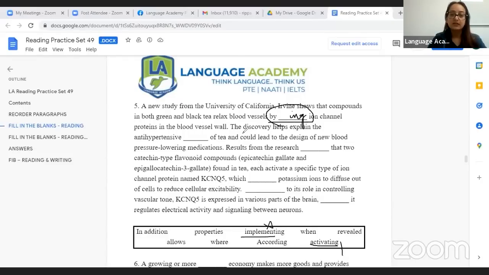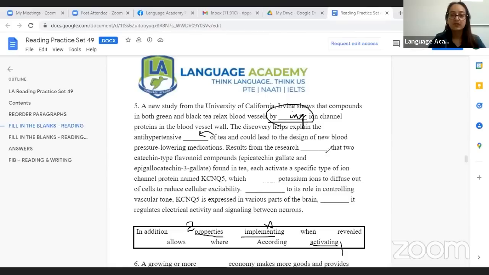Then they say that the discovery helps explain the anti-hypertensive dash of tea. So something of means we need a noun. Let's see what of tea is possible. And we have one noun, properties of tea, and we have nothing else of tea. So there was no choice, and all of you are correct in selecting properties of tea. And could lead to the design of new blood pressure lowering medications.